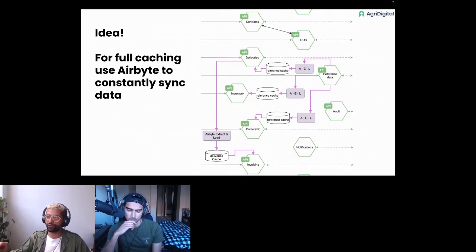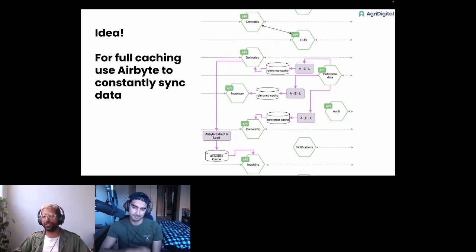So even if the reference data falls down, the database dies, there's a cache that exists at the deliveries or the inventory or the ownership or the invoicing service layer, which allows them to still operate. So you can still have the function operating completely independently. While it's using slightly old data, it just means that anything new from a reference perspective just won't show up, or just won't show as full augmented information.